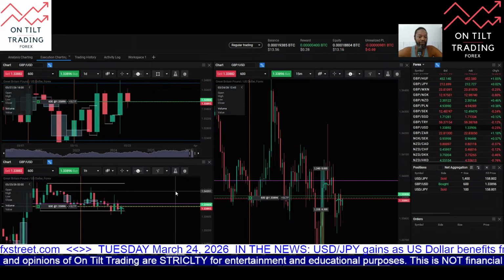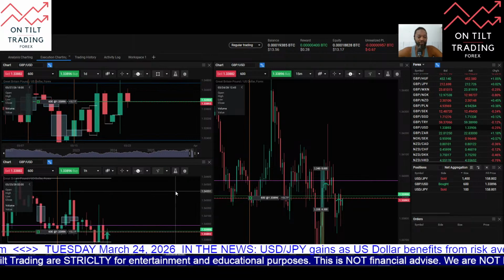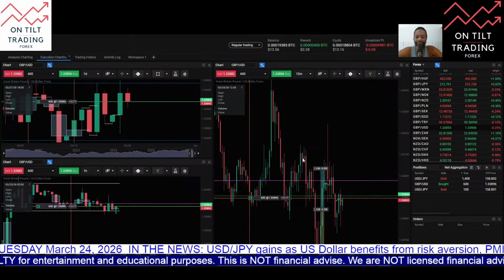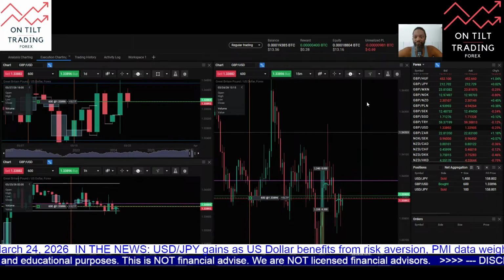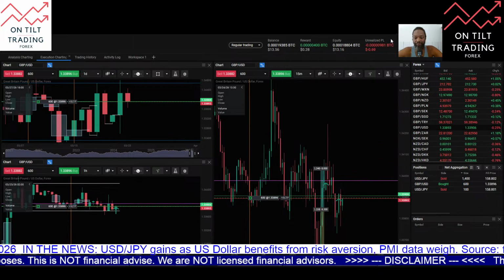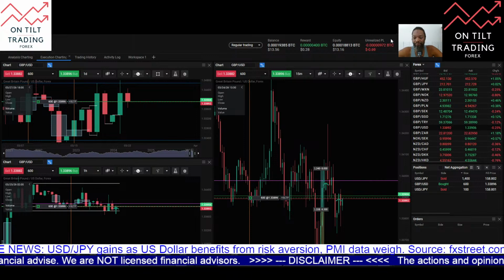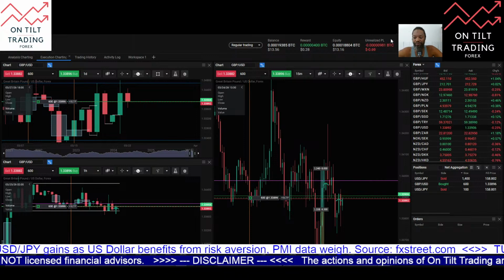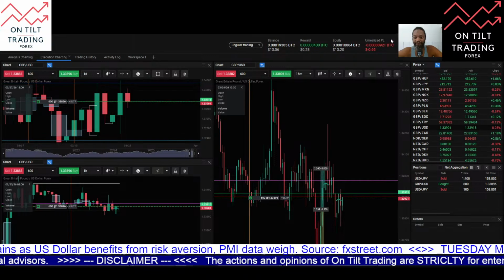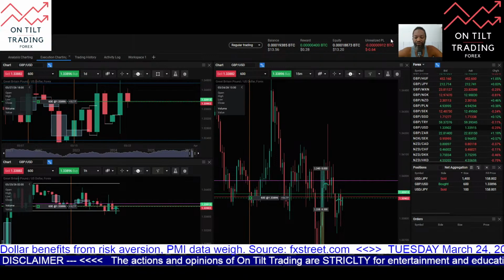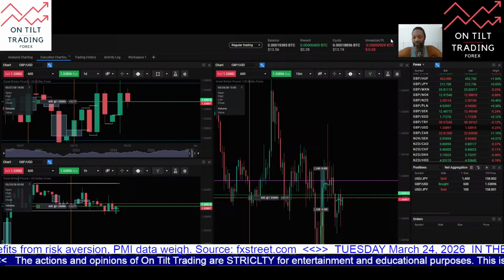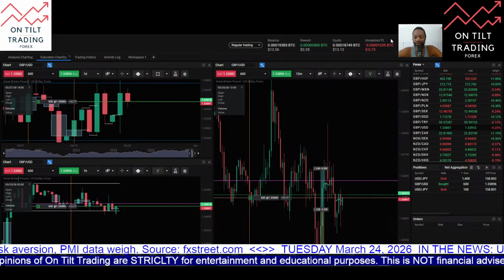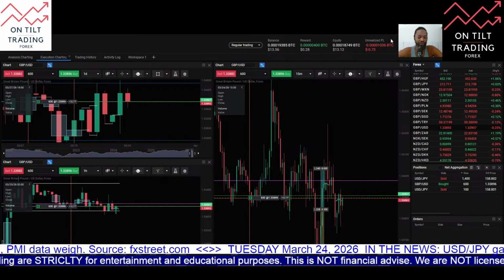And pound dollar showing signs of strength again, and price delivering right near my limit entry, and we'll see if there's any continuation here to the price action as we are nearing the New York PM session.